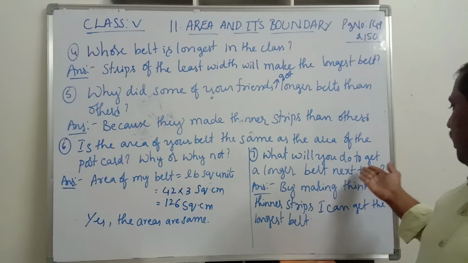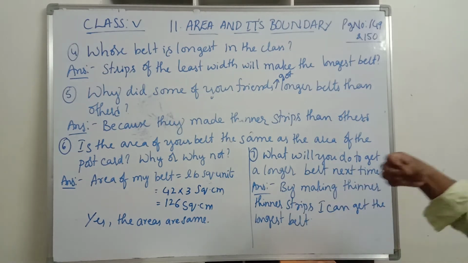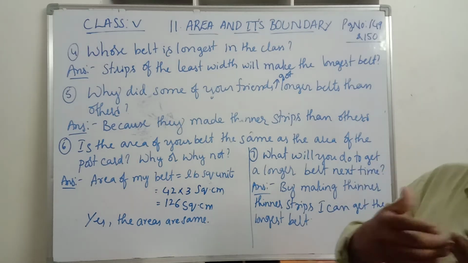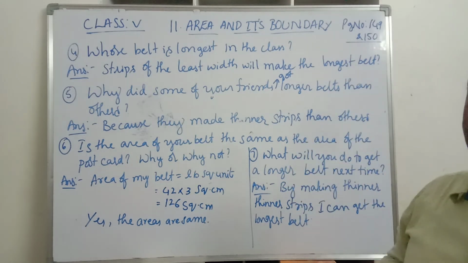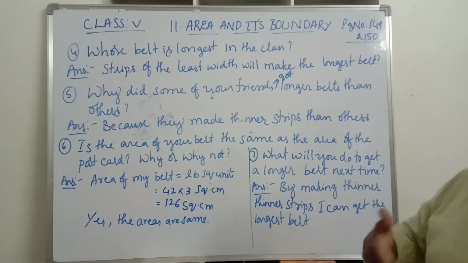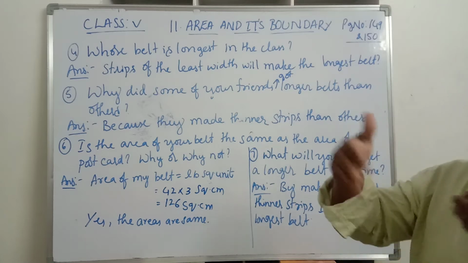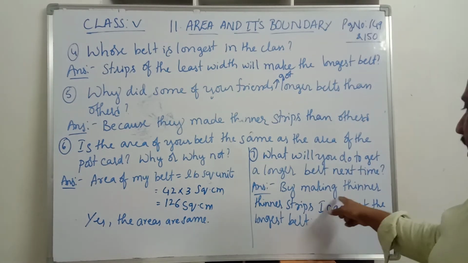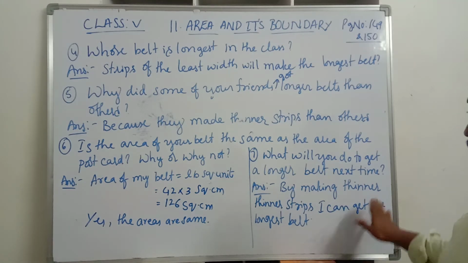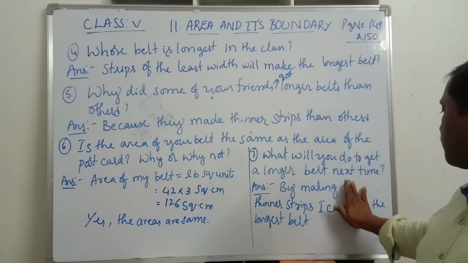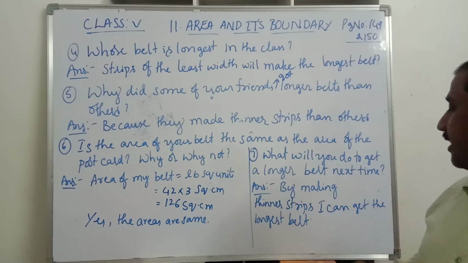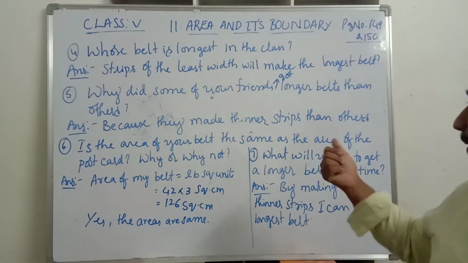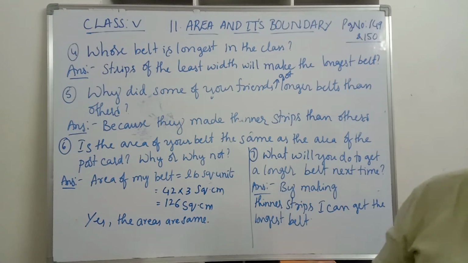Now, what will you do to get a longer belt next time? I got just 42 centimeters. If I want a belt longer than 42 centimeters, what do I have to do? I should make more strips, that is, thinner strips. So by making thinner strips, I can make the longest belt next time.